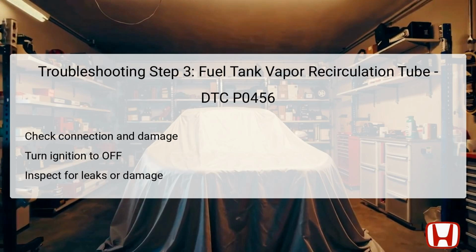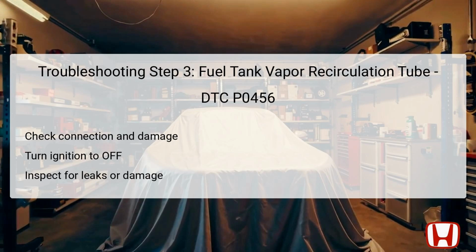In this step, turn off the ignition to prevent system pressure or vacuum interference. Then, visually inspect the fuel tank vapor recirculation tube for poor connections, cracks, or damage. This tube helps reroute vapors from the fuel tank to the intake manifold. Damage or disconnection here can cause small leaks that trigger the code.